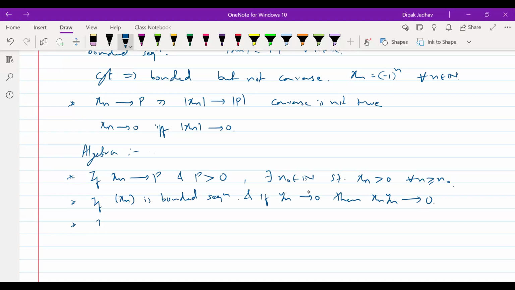If we have two sequences such that xn is less than or equal to yn for all n in N, then the same relation also holds for their limits. Limit of xn is less than or equal to limit of yn.